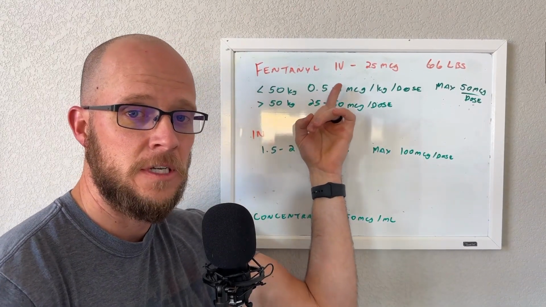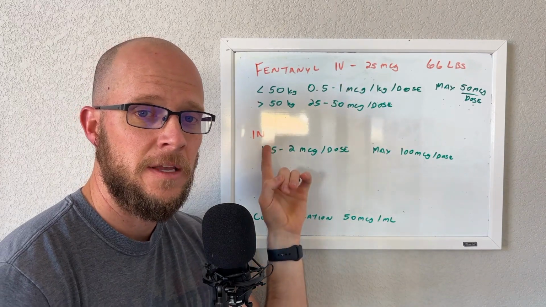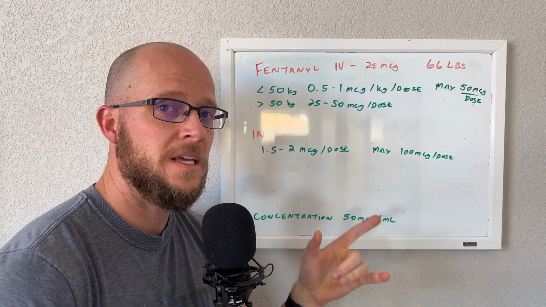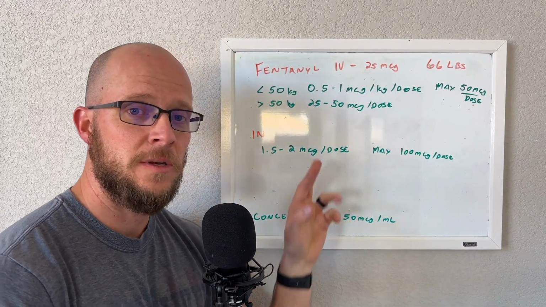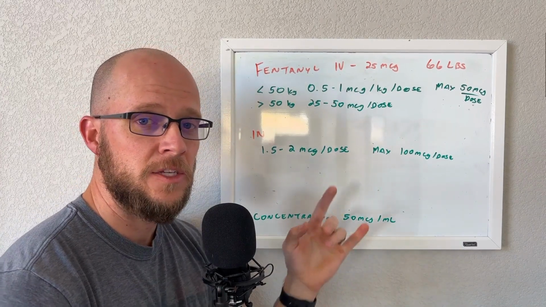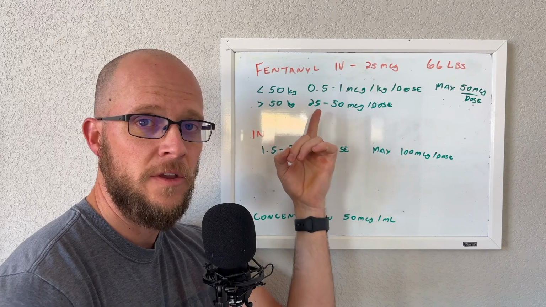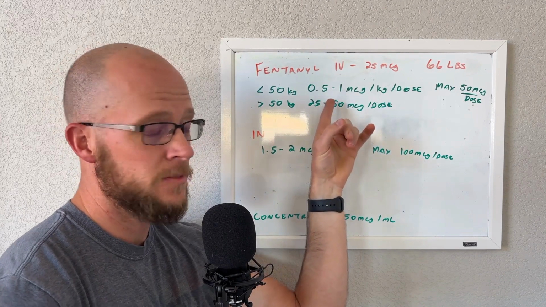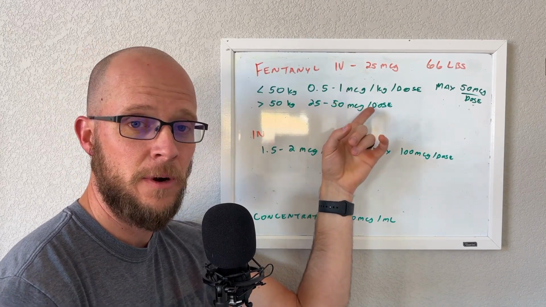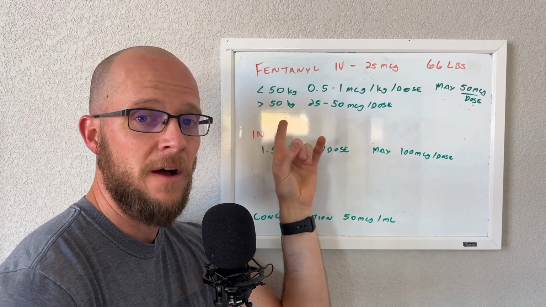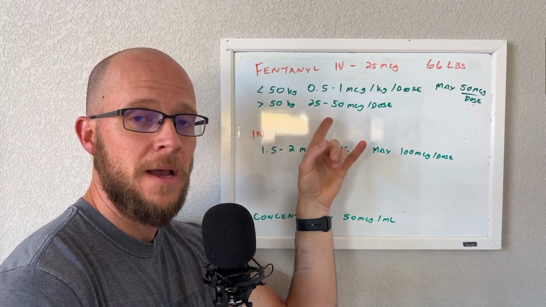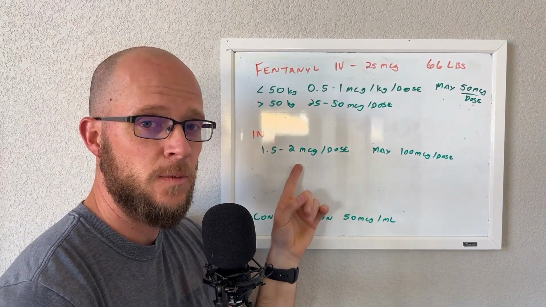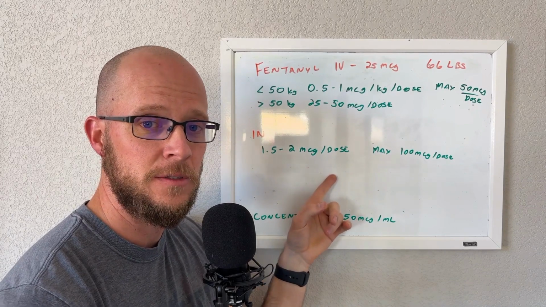There's the IV version, and we'll talk about that one first. Then, sorry about the glare, the intranasal version. The point of this is to show you the two different ones, because you can see on here that your dosages are going to be different, whether you're doing IV or intranasal. IV is 0.5 to 1 microgram per kilo per dose when you're under 50 kilos. When you're above 50 kilos, it's just a standard 25 to 50 mics per dose. And when you're doing the intranasal, it's 1.5 to 2 micrograms per dose per kilo.